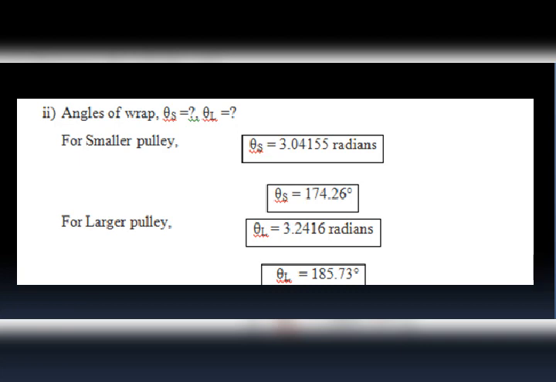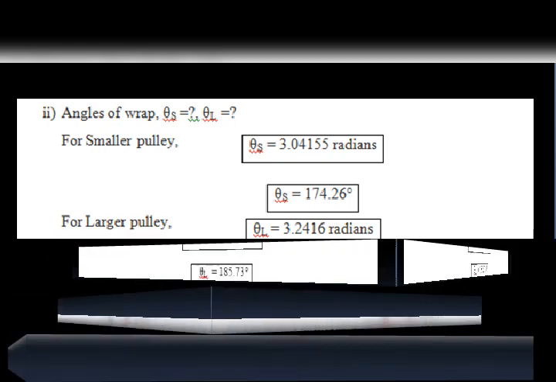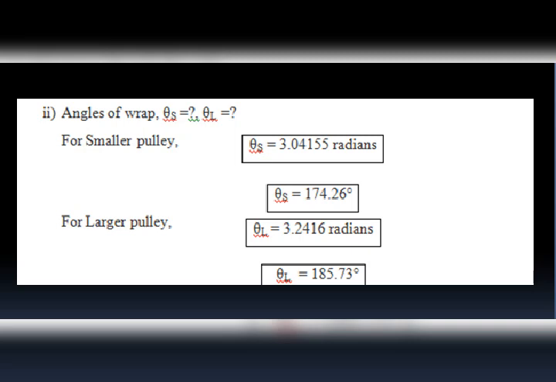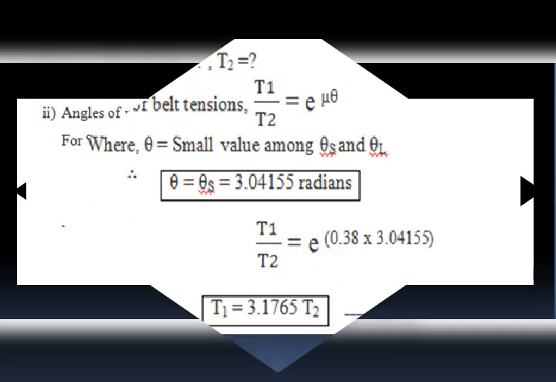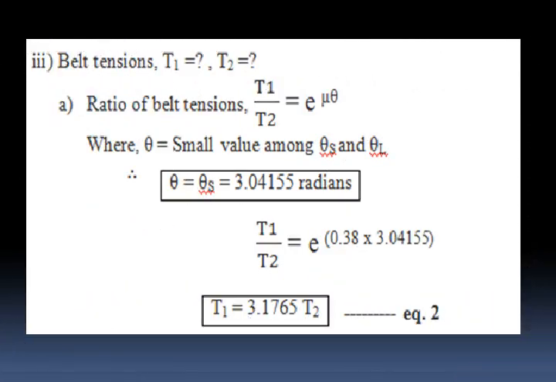Now we'll list out the angle of wrap values, that is theta suffix S and theta suffix L. Theta suffix S we already evaluated, that is 3.04155 radians, or theta S is equal to 174.26 degrees. And for the larger pulley, theta suffix L, the angle of wrap, is equal to 3.2416 radians, or theta L is equal to 185.73 degrees. This we have to get.